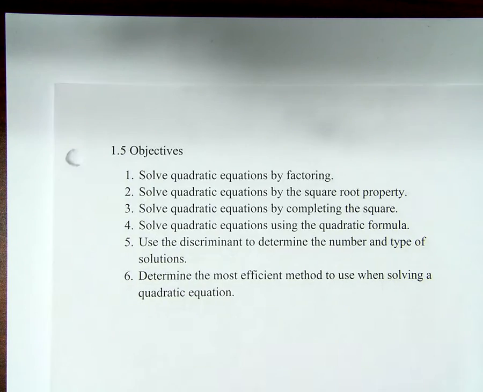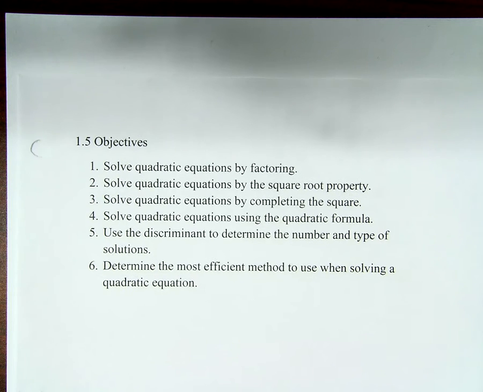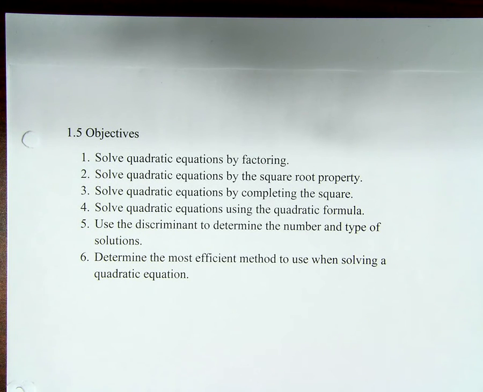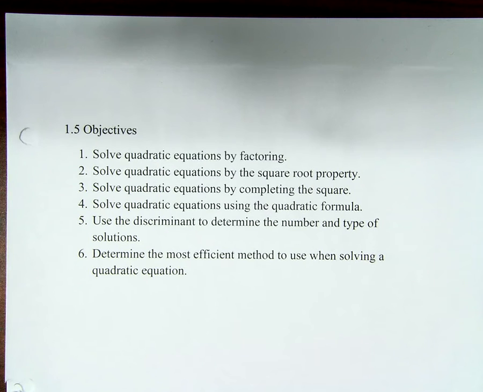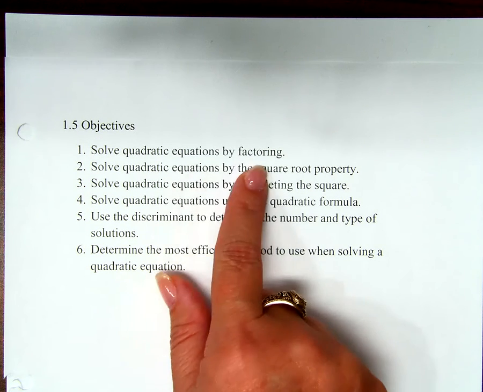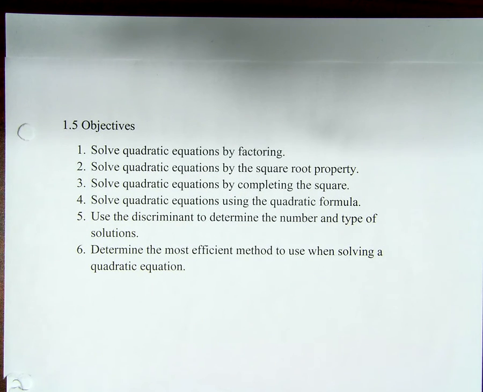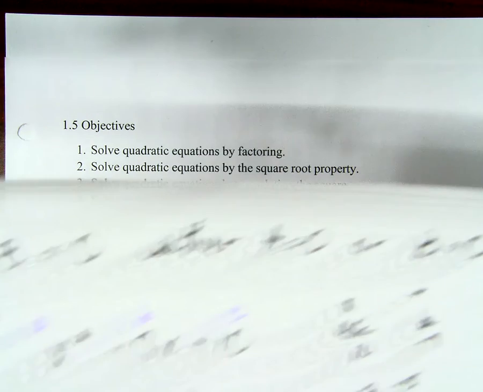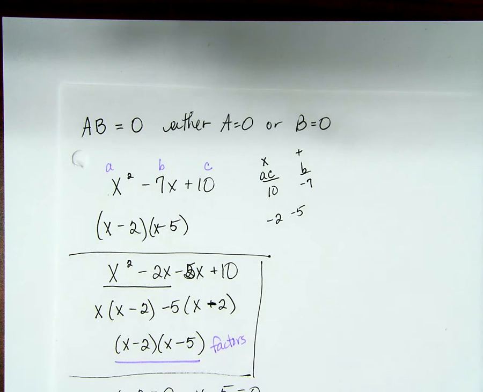So these are the objectives that we talked about yesterday before we were rudely interrupted to go to the assembly, okay? Solving quadratics by factoring, solving quadratics by the square root property, solving quadratics by completing the square, solving quadratics using the quadratic formula, using the discriminant to determine the number and type of solutions, and determining the most efficient way to use when solving a quadratic, okay? Just as a reminder, these are the notes that we took yesterday.